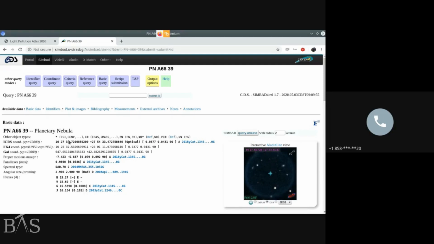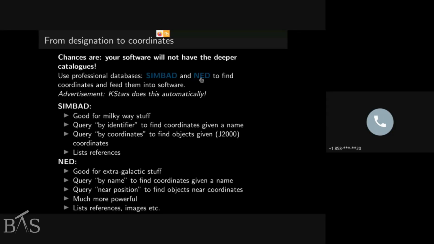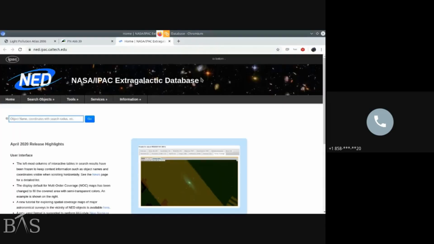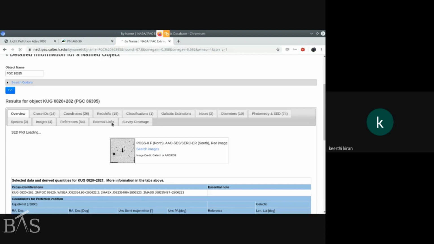NED is the other one. NED stands for NASA Extragalactic Database. NED is very good for extragalactic objects. It is not so good for globular clusters, nebulae, and so on. But if you want some faint galaxy, NED will have a lot of information on it. I hope this works. Are there any mobile apps which can directly query from these databases? I don't think so.